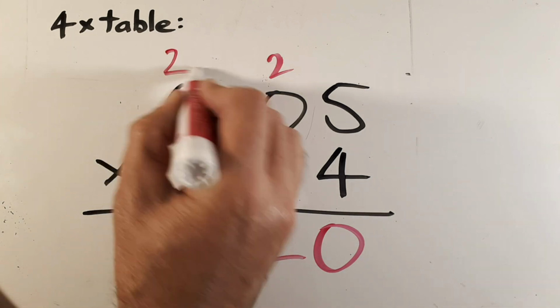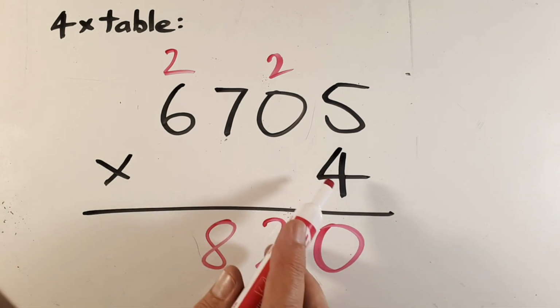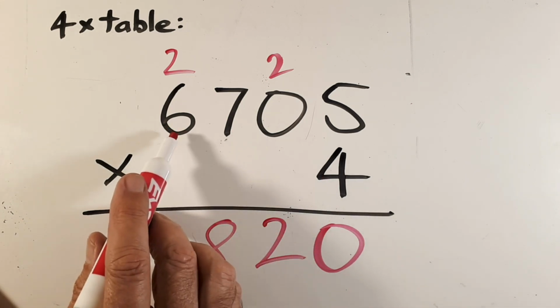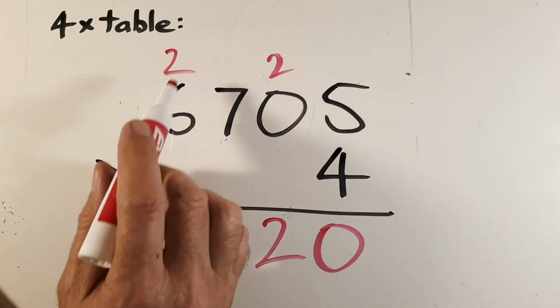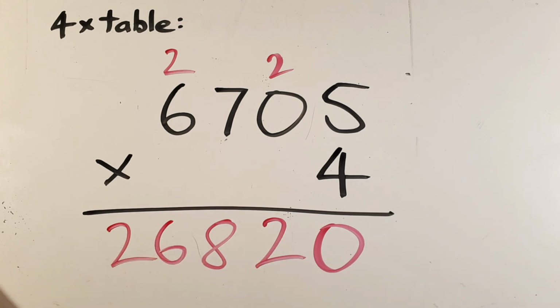So these 20 hundreds go up here with the thousands. 4 times 6 is 24, then 24 plus 2 is 26. So my total number, sometimes people put a little comma there to indicate the difference between thousands and hundreds and ones. So I should have 26,820. You can get to very large numbers quite quickly and easily using this method.